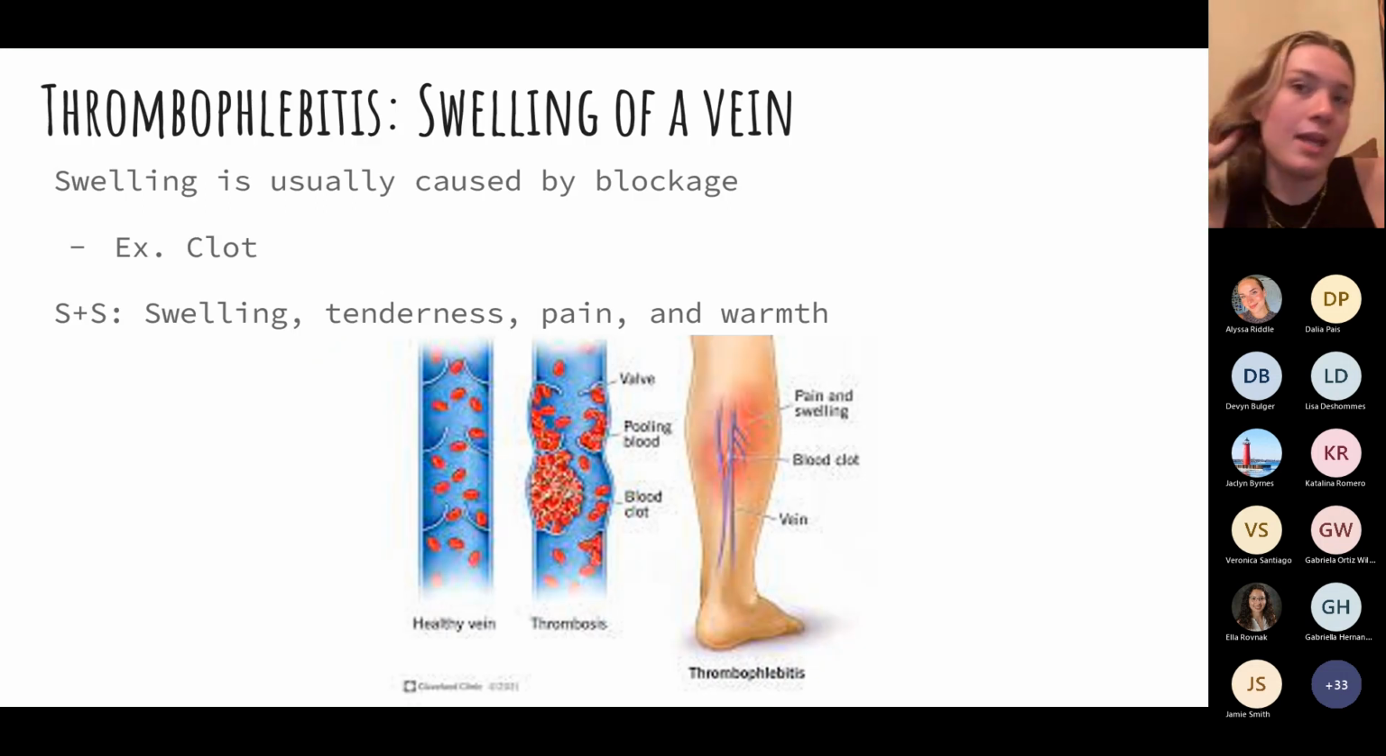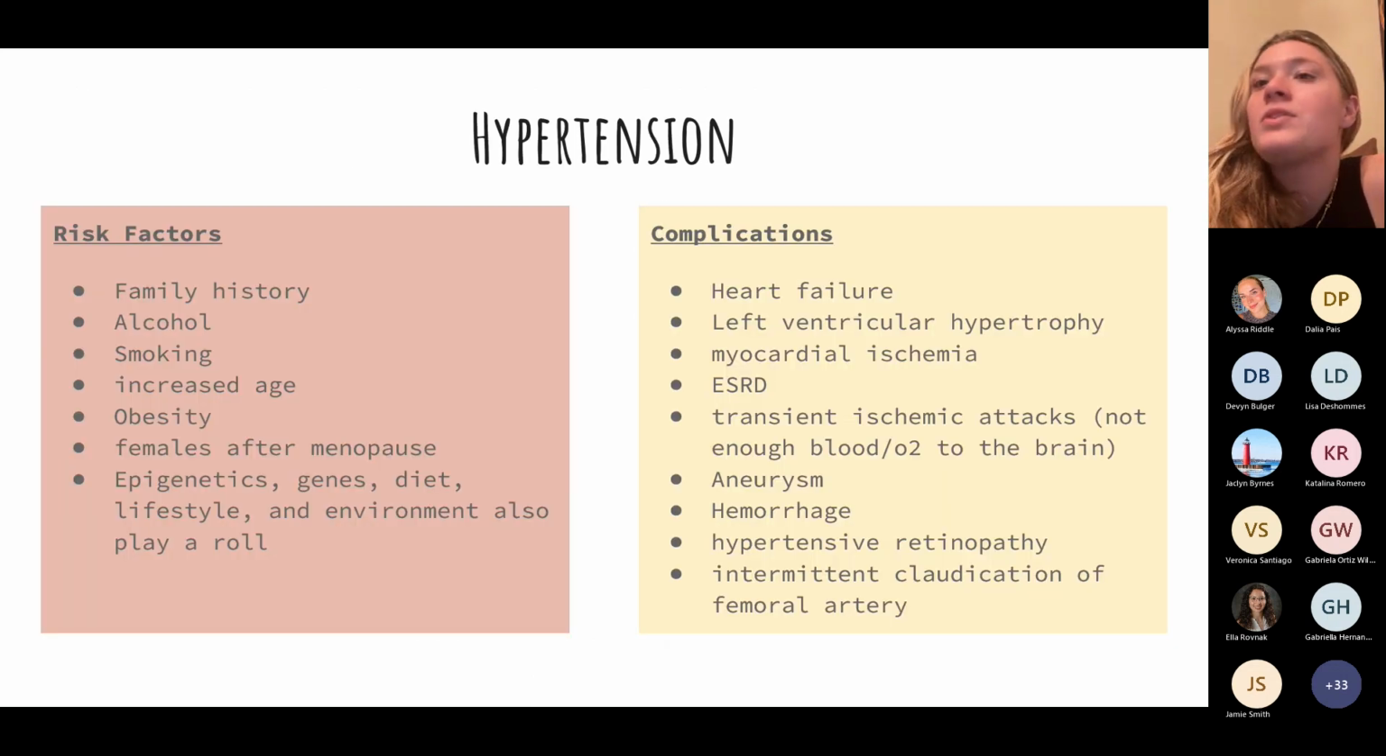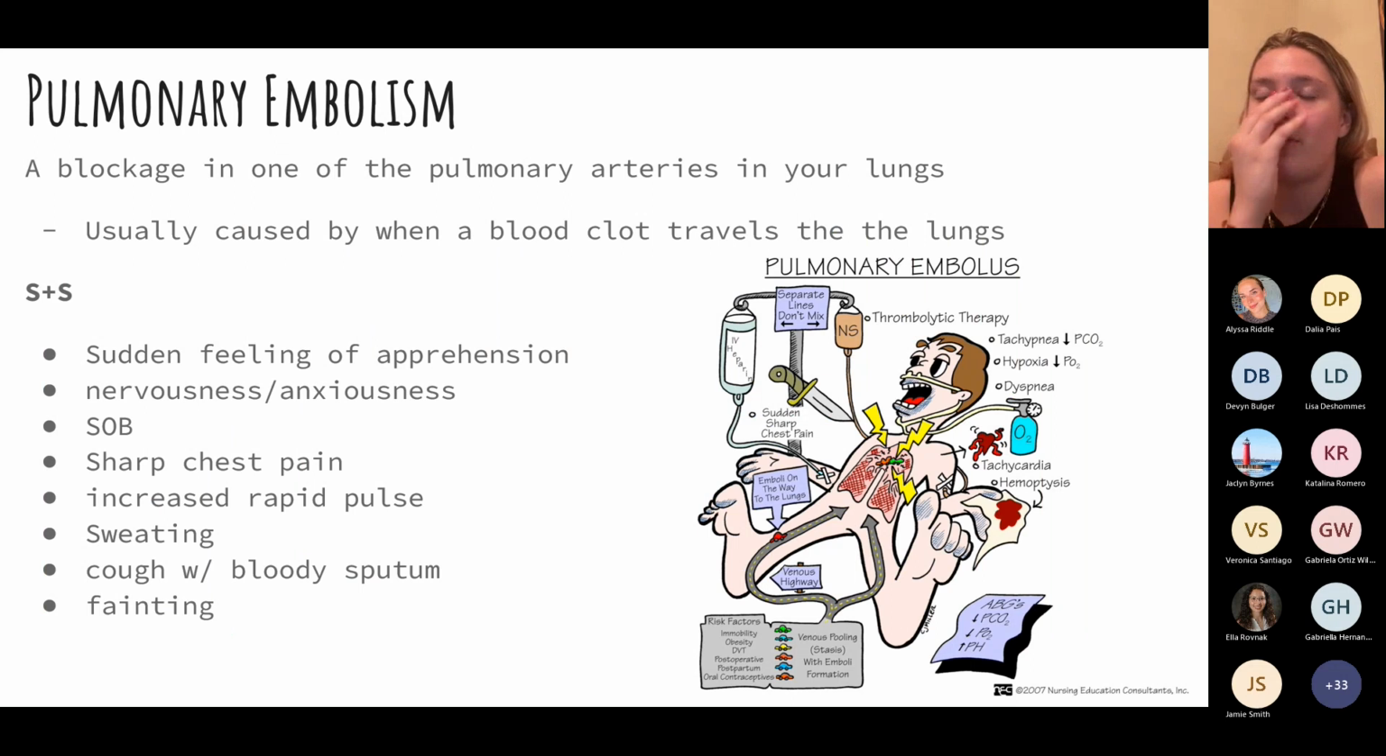Thrombophlebitis, this is a swelling of a vein, again, usually caused by blockage such as our clot. They're really going to present with swelling, tenderness, pain, and warmth. So when we talk about hypertension, lots of issues. Again, this is really covered in Complex Health 1, but for you guys, I want you to focus on what are some of the complications and what are some of the risk factors. Main risk factors: family history, alcohol, smoking, obesity, really big one. Also think of your environment and your epigenetics. As you can see, laundry list of complications, specifically heart failure, renal issues, stroke, aneurysm, hemorrhage, all the above, okay?